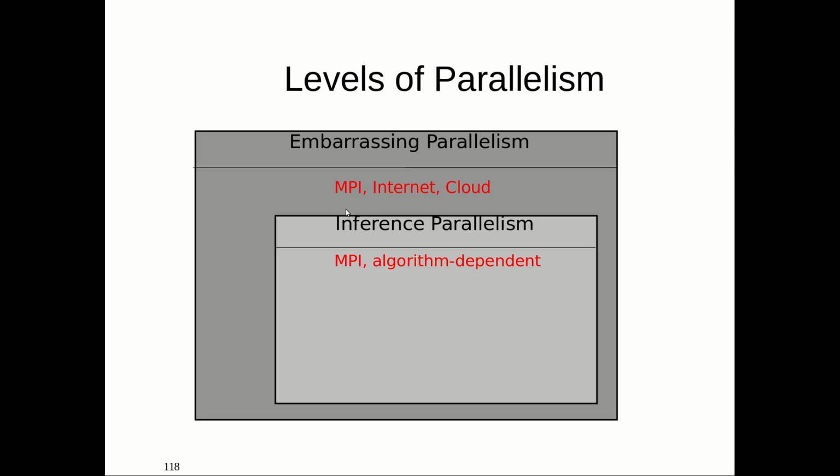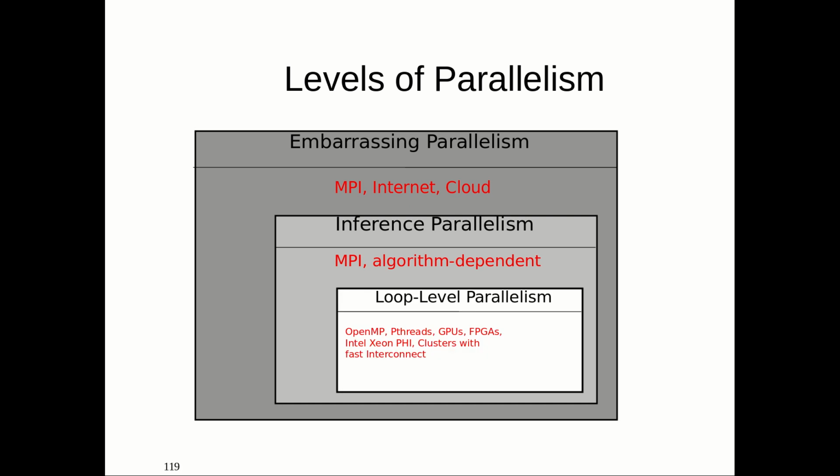Okay, then the second level of parallelism is what we call inference parallelism. Here we would actually try to really parallelize the search algorithm. This is typically also done with MPI. The problem is that this is not a general parallelization scheme, but really algorithm dependent. How you can parallelize the search steps by themselves depends on how the search algorithm is set up. So this is not very interesting because it is very specific, and typically, because of the way our search algorithms are designed, also very difficult.